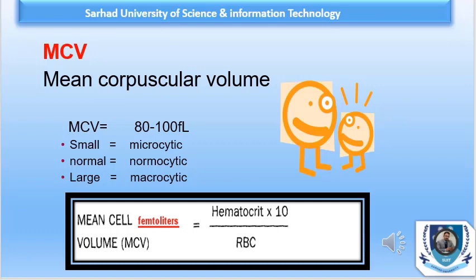The formula for mean corpuscular volume is hematocrit multiplied by 10 divided by RBC. This is a manual formula. We multiply hematocrit by 10 and then divide by RBC. So mean corpuscular volume is the average volume of red blood cells, and it can be directly measured by an automated hematology analyzer as well, or by the formula as shown here.